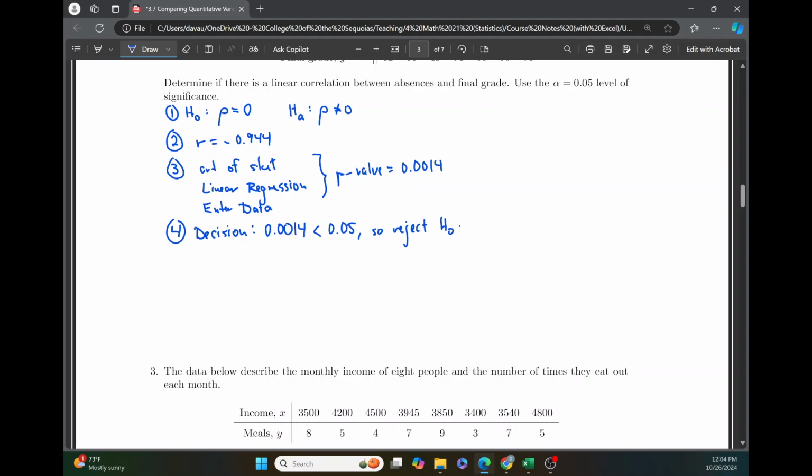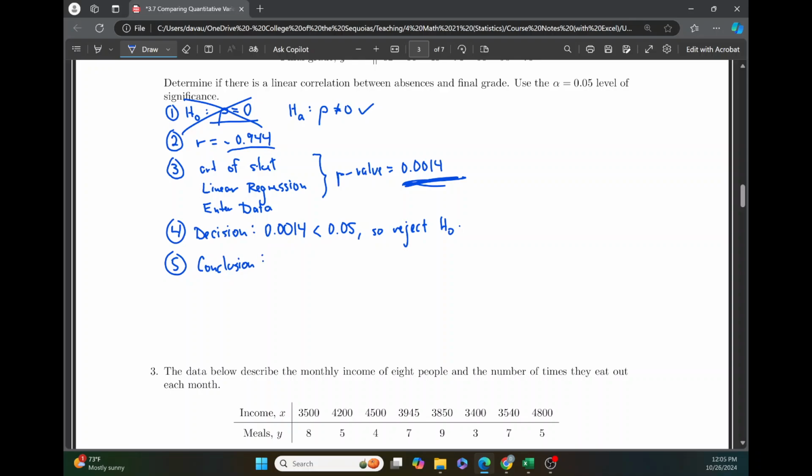Okay, in other words, if we assume that the population correlation coefficient is 0, then there's only a 0.0014 probability of obtaining a sample correlation as different from 0 as the one that we computed. That's a really small probability. So maybe we shouldn't assume that H null is true, right? So we reject it in favor of the alternative. The alternative says rho is not 0. In other words, there is a linear correlation. And so that's what we would say in conclusion.